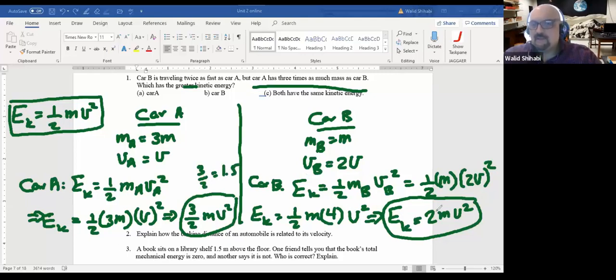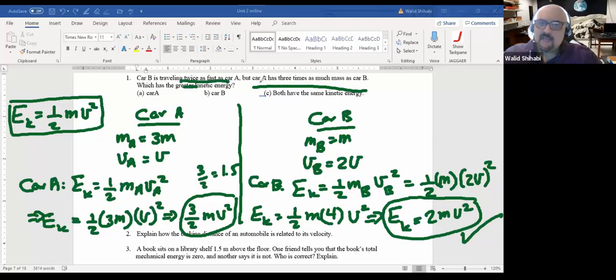So which one is bigger? Here, m and v squared are common. Both of them have mv squared. The difference is in the coefficient, 3/2 and 2. You can see, of course, 2 is bigger than 1.5. So car B has bigger kinetic energy. Okay. Car B has bigger kinetic energy, and that's because car B has twice the speed of car A.